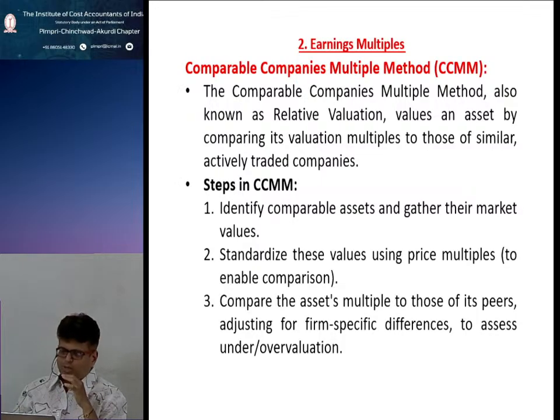The steps involved in CCMM are typically: identify comparable assets and gather their market data, that is, their market value, which is the first and foremost step. Secondly, standardize these values using price multiples to enable comparison. And the third step would be to compare the asset's multiple to those of its peers, adjusting for firm-specific differences to assess undervaluation or overvaluation.